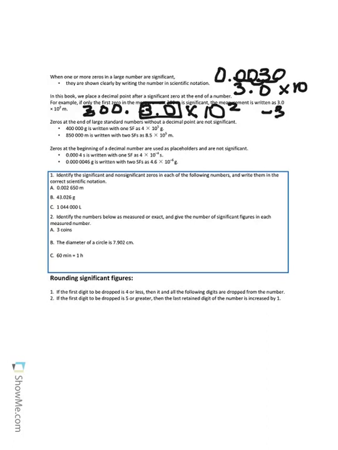Negative 3. Okay? So again, just to recap, zeros at the end of large standard numbers without a decimal point are not significant. When we write them in scientific notation, we don't show those zeros unless there was a decimal point in the number originally. Zeros at the beginning of a decimal number are used as placeholders and are not considered significant. We call these leading zeros. Zeros in between two numbers that are not zero are considered sandwich or captive zeros and are significant. So let's try some examples.